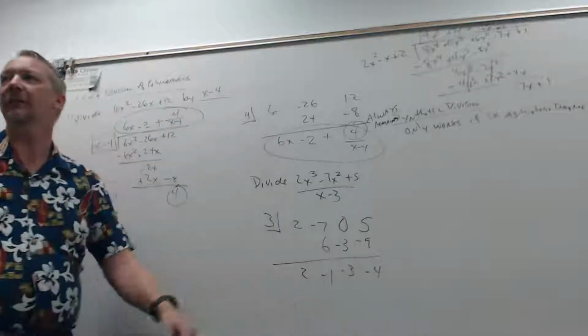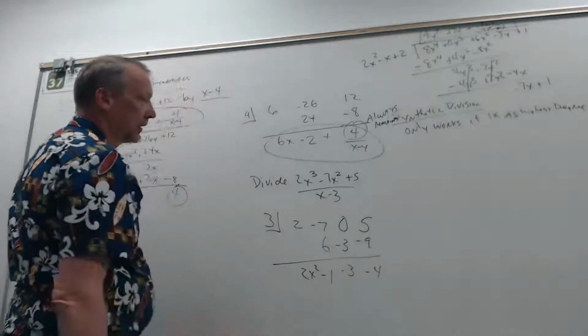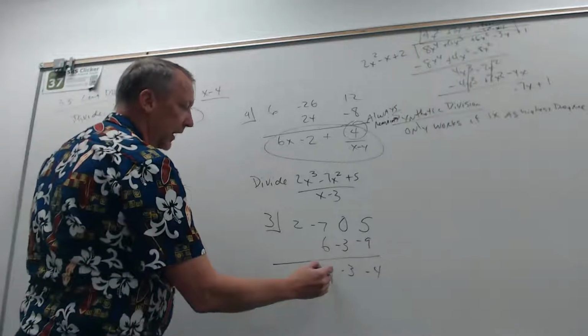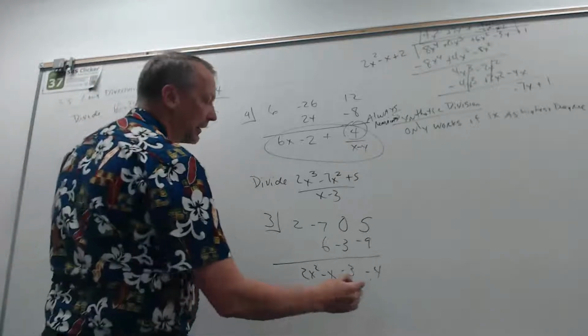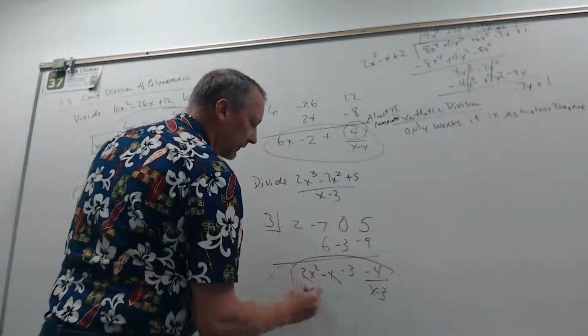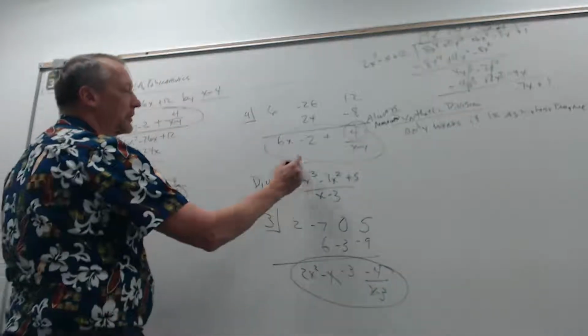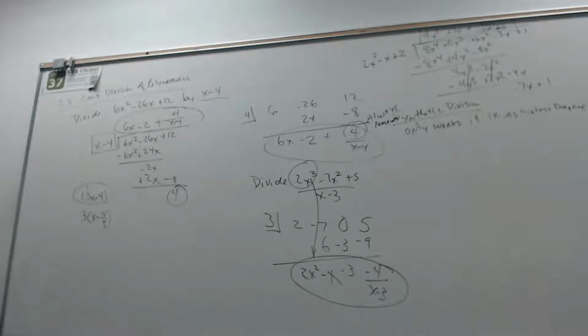What does this represent? 2x squared minus x minus 3 minus 4 over x minus 3. Okay? So whatever you started with, you always go down 1 degree. Does that make sense?